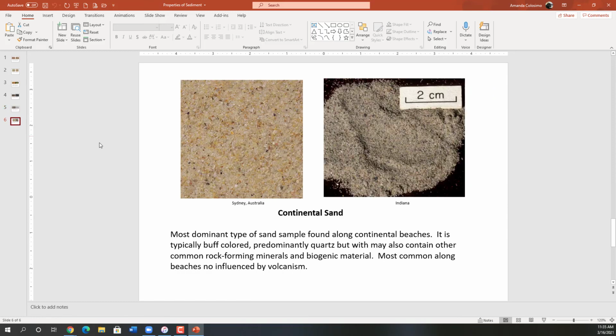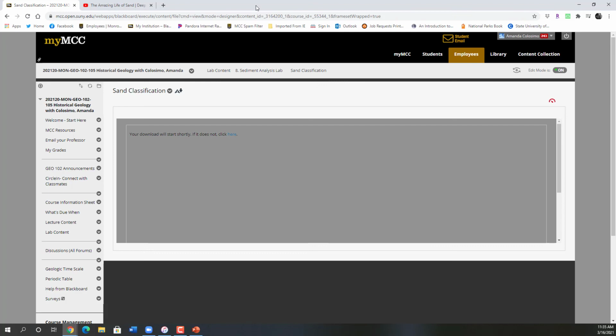And then the last example we're going to look at is the most common. This is what you find along beaches near lakes. That's called continental sand. So there's still a predominance of quartz, but there's also a lot of common rock-forming minerals and biogenic material. And as the description says here, it's most common along beaches that are not influenced by volcanism.